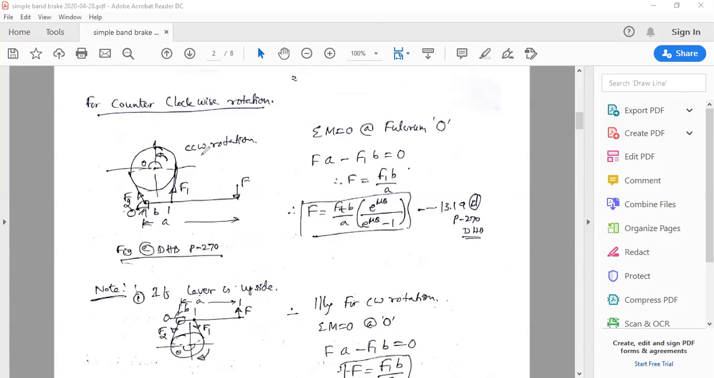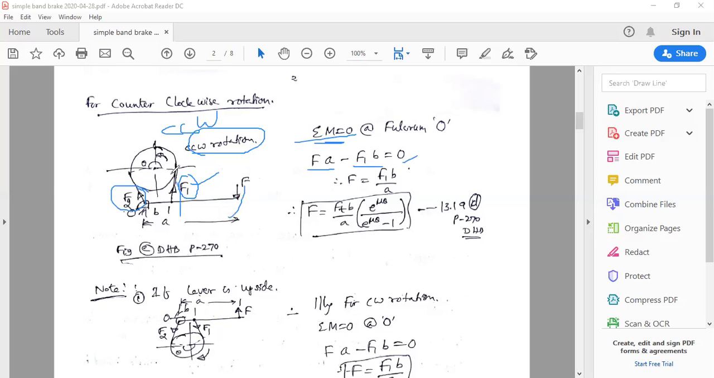So when the drum is rotating in counterclockwise rotation, CCW, here F1 is shifted to the right-hand side and F2 is this one. In the earlier case, F1 was this one and F2 was this one because of the clockwise rotation. Because of the counterclockwise rotation, this is the pulling side and will have more tension, therefore this is F1 and this is F2.